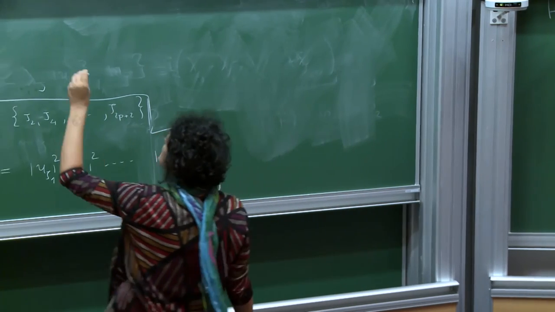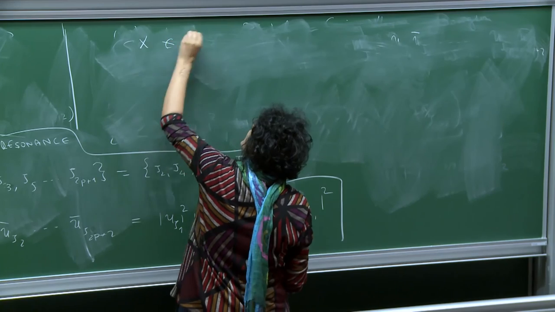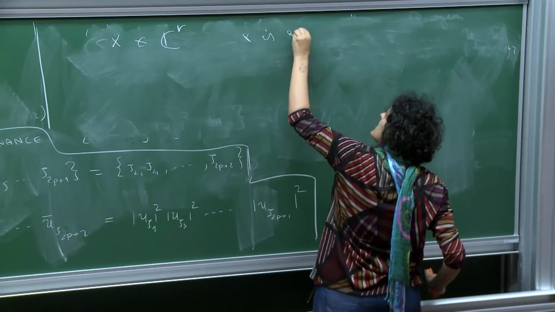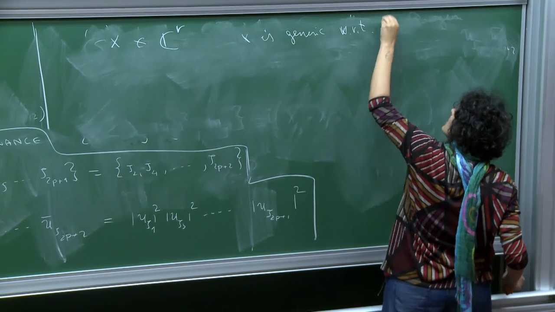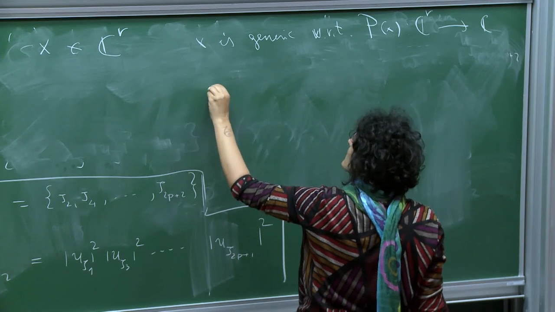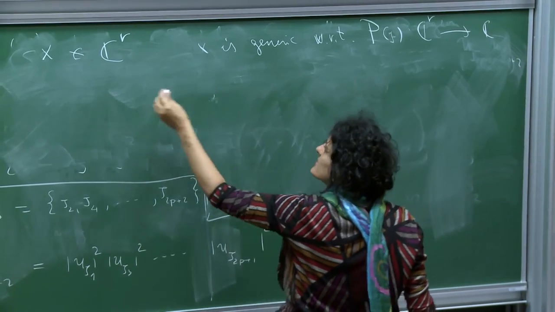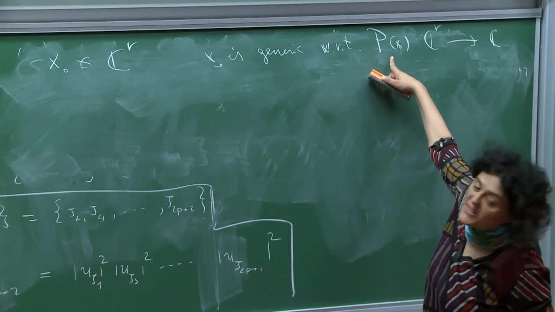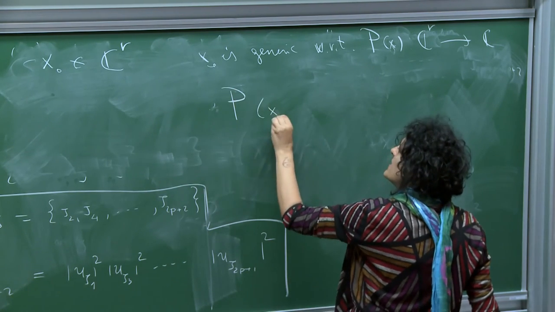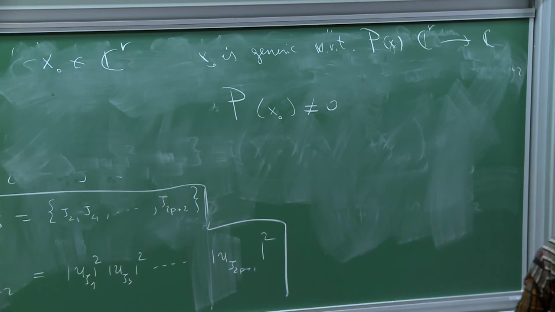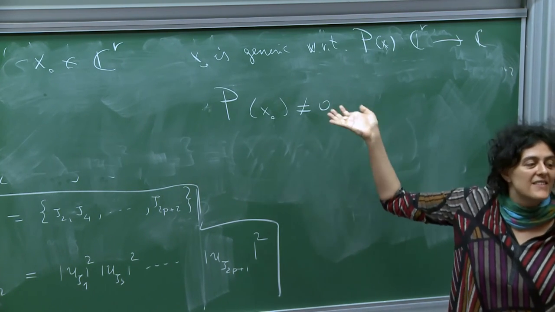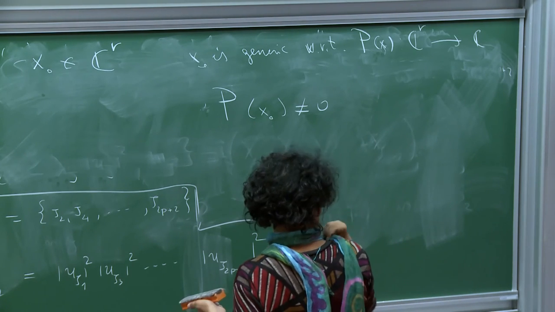So what is a generic point? If you have a point x in some space, and I think of the complexes, C^R, then x is generic with respect to some polynomial p of x, mapping C^R into C. I have a polynomial p of x, and then I have a point, which I'm calling x0. And what does it mean that x0 is generic? When you take your polynomial and you compute it at x0, this polynomial is not zero. Okay? This is a very standard definition of generic. Obviously, the only thing that you have to be careful is that this polynomial should not be identically zero. Otherwise, anything doesn't. But this is, in fact, the heavy part of everything.